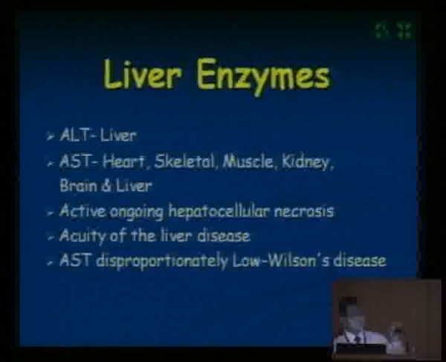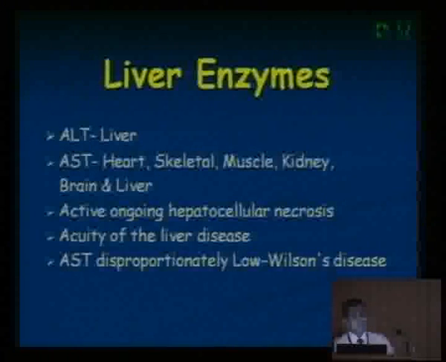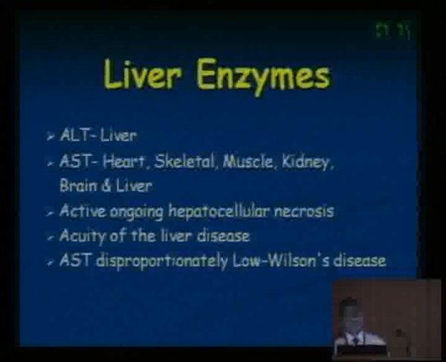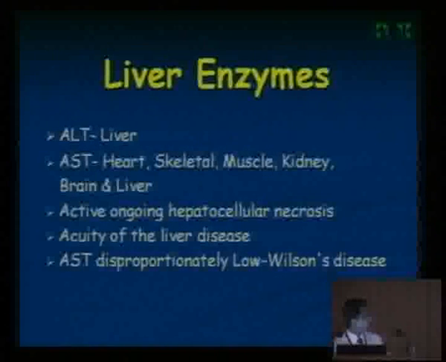Coming to each parameter of liver functions. ALT you have largely in the liver, and AST you see in many other systems like heart, skeletal muscles, kidney, brain and liver. That's why whenever we have a primary liver disease, ALT is more elevated, and when you have a systemic disease with liver involvement, you may see AST more than ALT. What does it tell you? Anatomically, it tells you active ongoing hepatocellular necrosis.